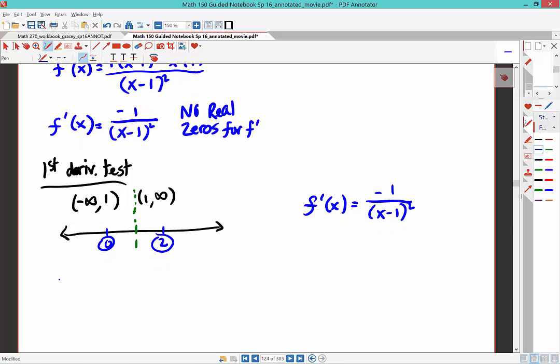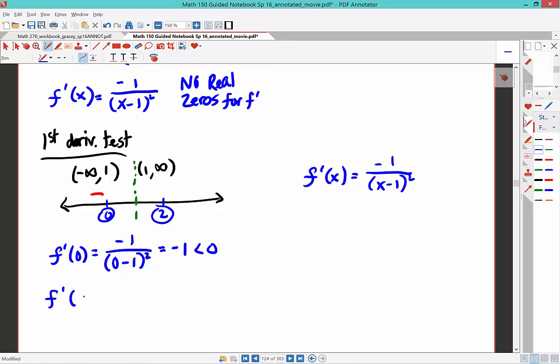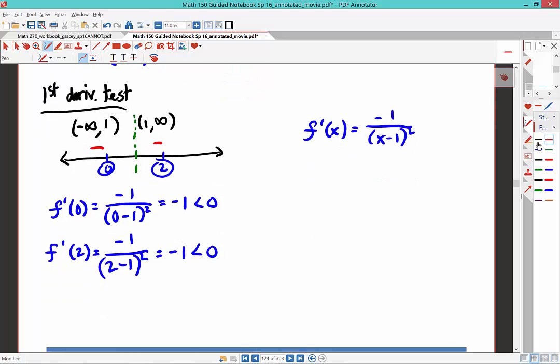So then f prime at 0 is negative 1 over 0 minus 1 squared, which is negative 1, which is less than 0. And then here we'll have f prime at 2 will be negative 1 over 2 minus 1 squared, which yields negative 1, which is less than 0. So what do we conclude? There's no relative extrema.